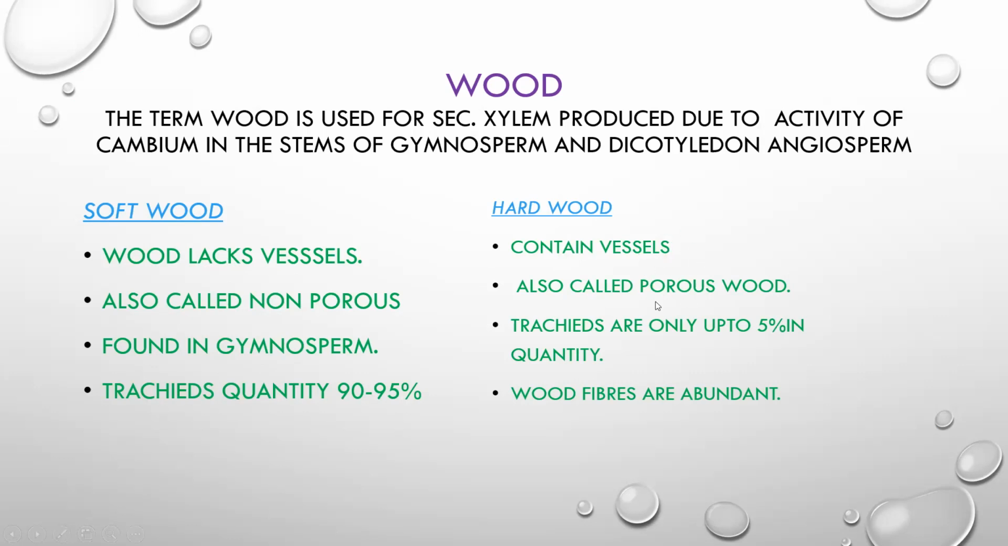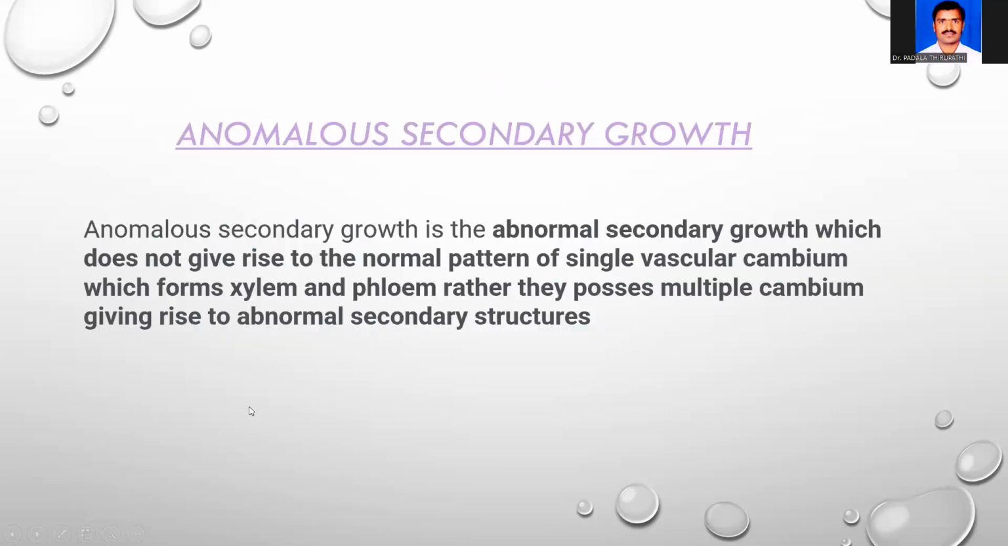So if vessels are present, it is called a porous wood, and tracheids are only up to 5% in quantity, and wood fibers are abundant. So in hardwood, wood fibers are abundant, whereas in softwood, tracheids are abundant. The next topic is anomalous secondary growth.